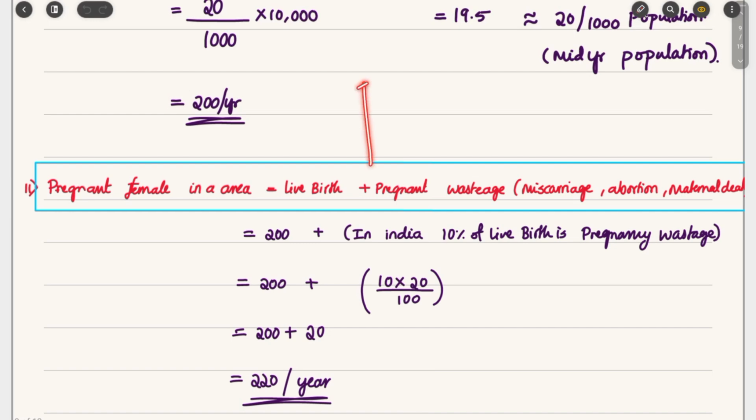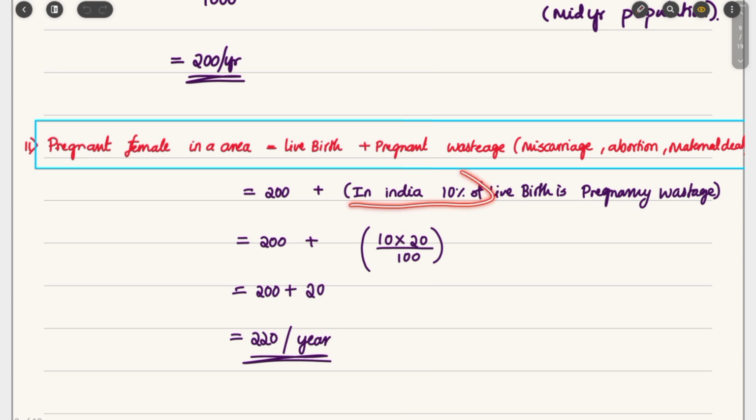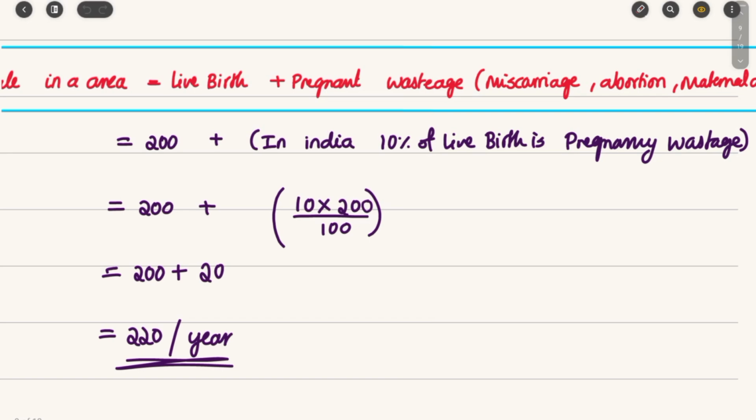See, in the book you have opened, you might have registered one ANC case, but she got aborted or she got some miscarriage or something. So we have to consider 200 pregnant women plus how many wastages. In India, 10% of the live births is pregnancy wastage. That means it's not just 10%, it is 10% of the live births.